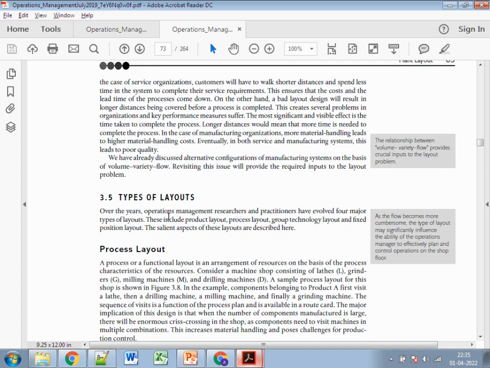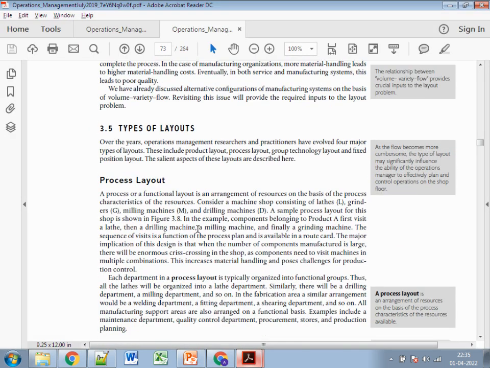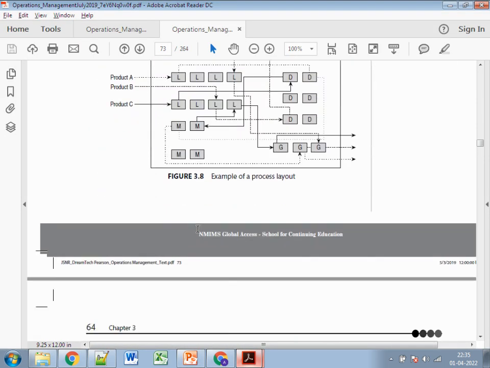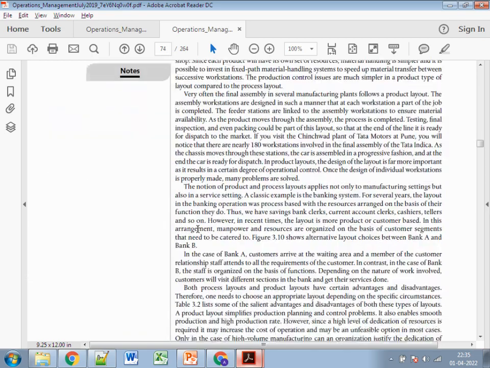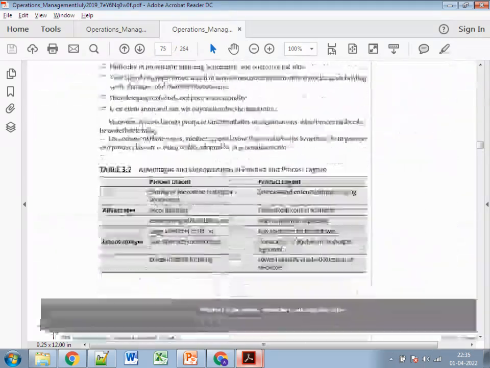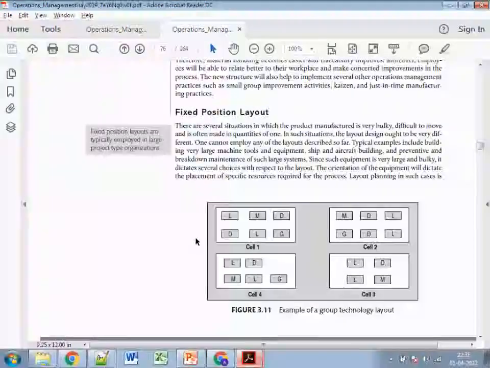Then the next part comes as the types of layout. In types of layout, there are four types. One is the product, the second one is the process, the third one is the group technology, and the fourth one is the fixed position. So you need to explain each of them, and after that you need to specify which one will be the best fit for the retail store.